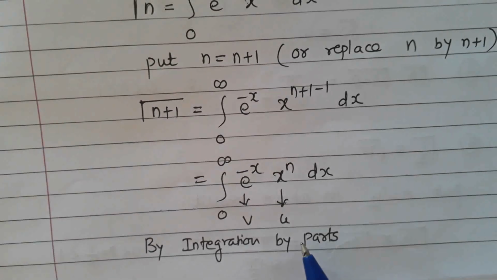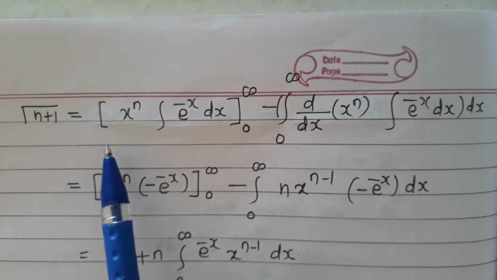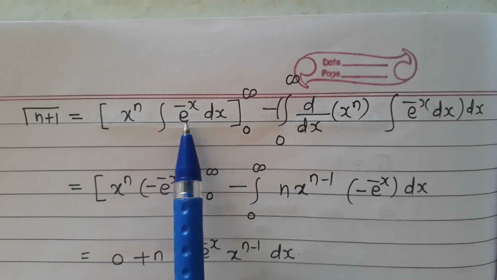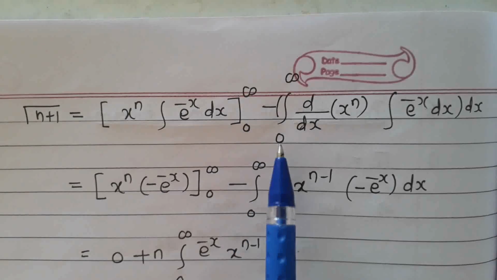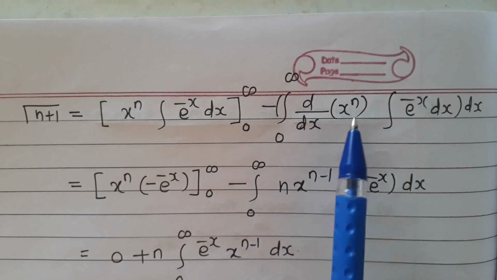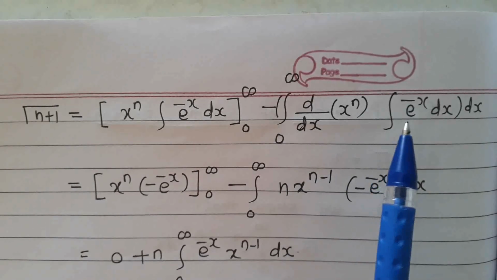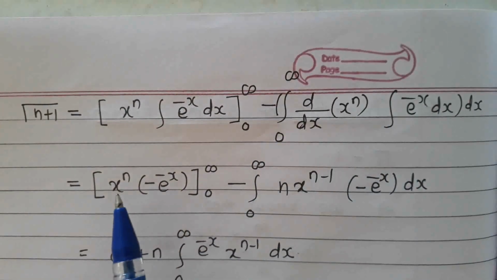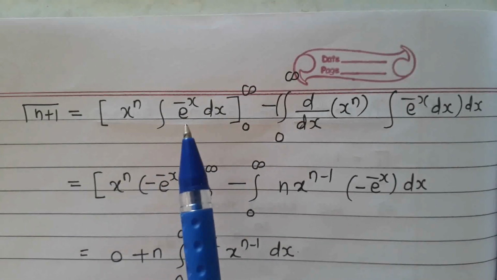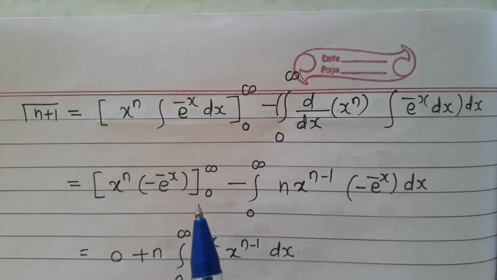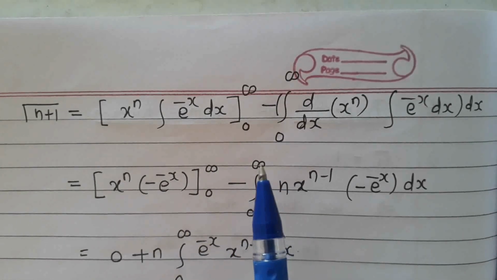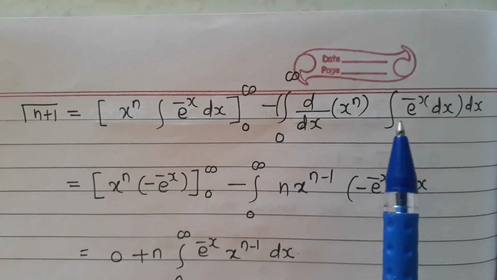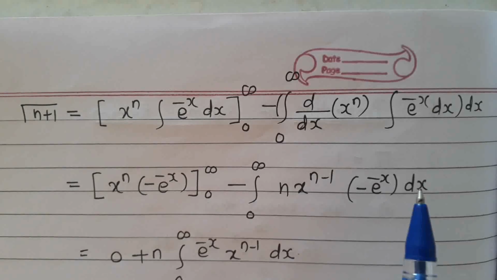So by applying the integration by parts, gamma n plus 1 is x raised to n times the integral of the second function, that is v, e raised to minus x dx, within the limit 0 to infinity, minus the integral 0 to infinity of the derivative of the first function u, x raised to n, and the integral of the second function e raised to minus x dx, and integrate this whole bracket with respect to x. Next step, x raised to n, we know that the integral of e raised to minus x is minus e raised to minus x. Apply the limit 0 to infinity, minus the integral 0 to infinity of the derivative of x raised to n by the power rule, this is n x raised to n minus 1, and the integration of e raised to minus x is minus e raised to minus x dx.